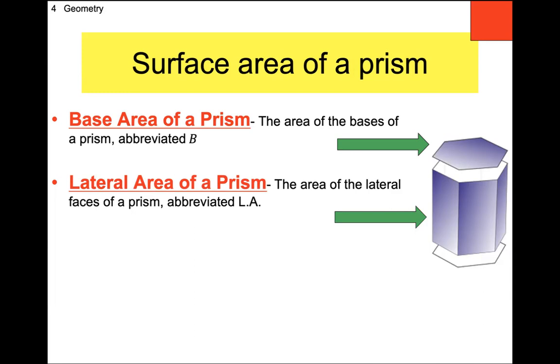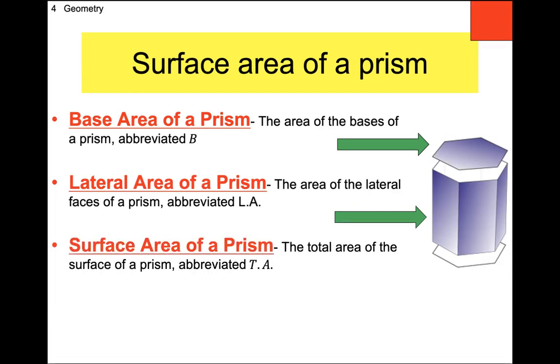Okay, so we did base area, we did lateral area. If you put those two concepts together, those two together would be the surface area. We call the surface area of a prism those two things added together, the base area plus the lateral area. We also give it a fancy schmancy name. We call it the total area. So the total area of a surface of a prism, abbreviated TA, would be made up of the lateral area plus the base area.